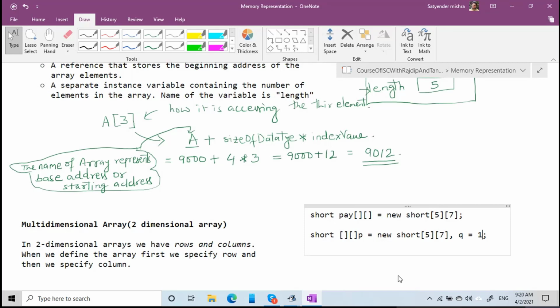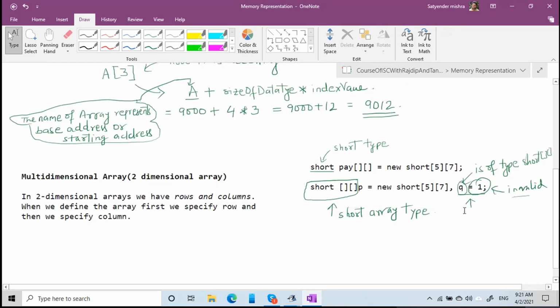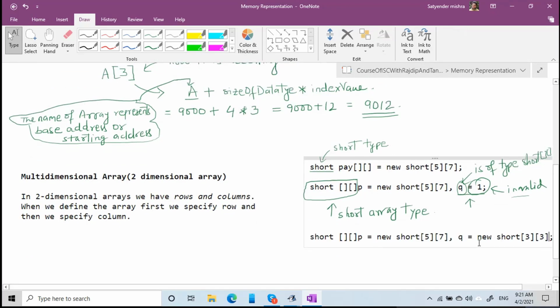So here, let me write it here. Okay, this is short type. This is short array type. So this is a normal short type and this is a short array type. So whatever variable you will define over here, it will be an array. So Q is of type what? Short. So this statement is invalid. So you can define something like this also. So you can define multiple arrays in one line if you use this kind of a construct. Fine.